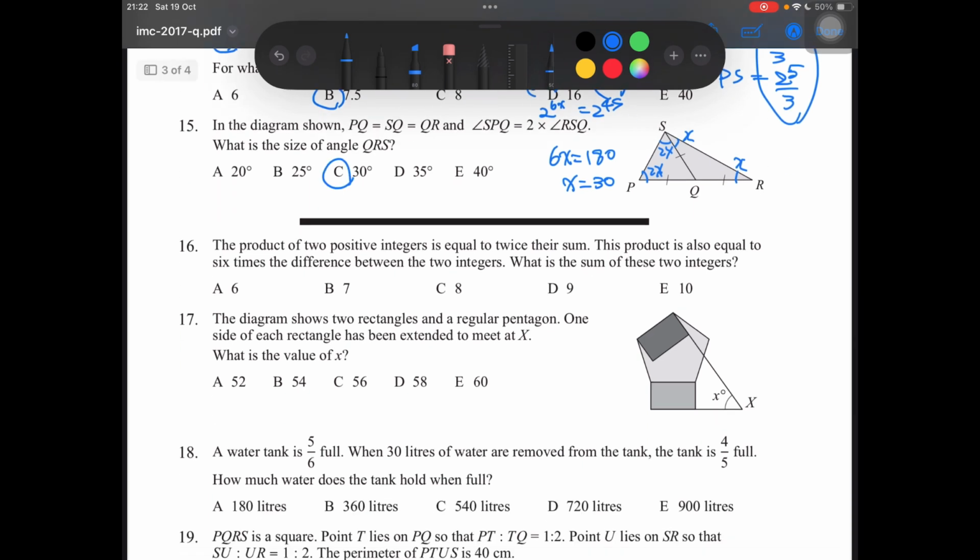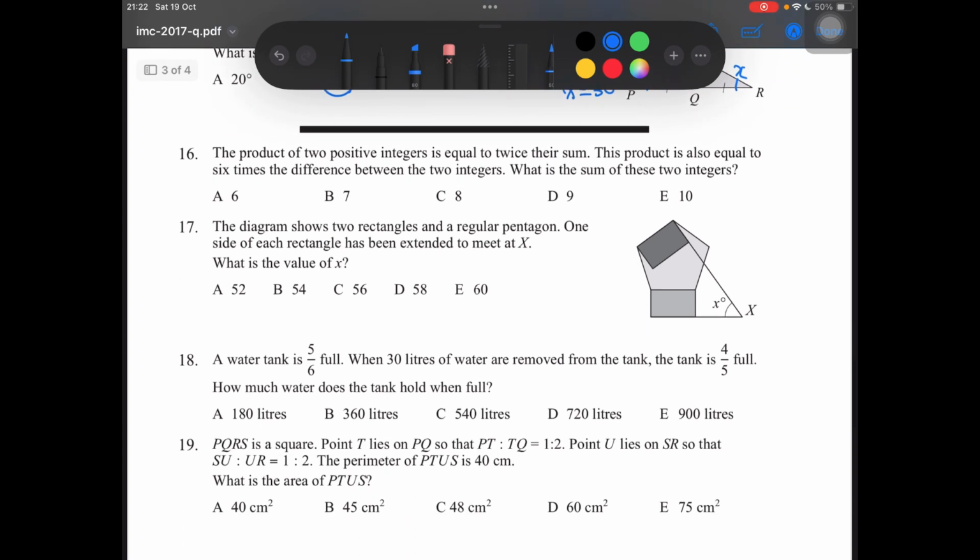The product of two positive integers. Let's set the larger integer as x and the smaller one as y. Then xy is equal to twice their sum, and also equal to 6 times the difference between the two integers, x minus y. What is the sum of these two integers?